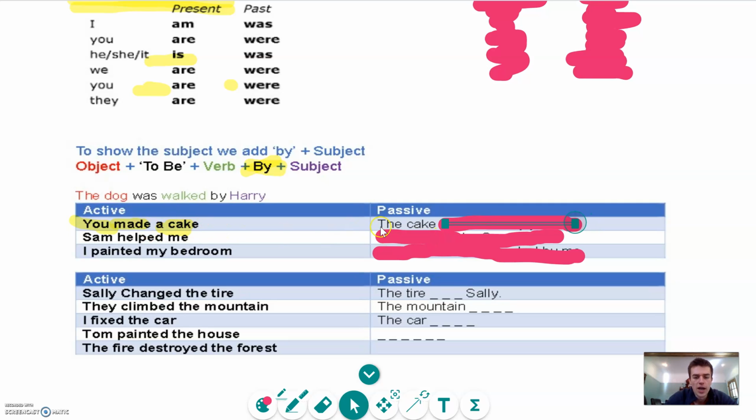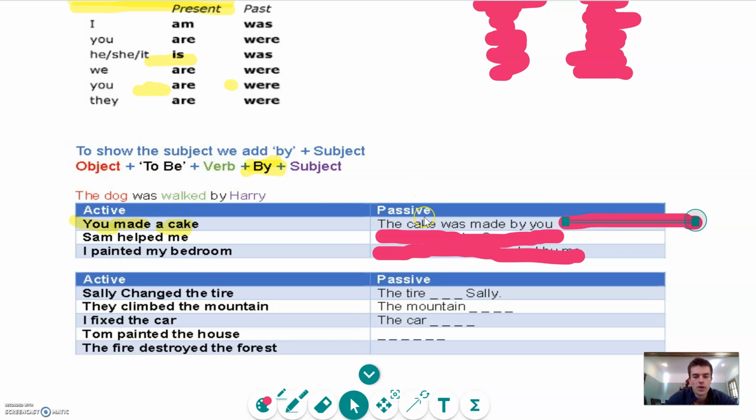And here we change "a cake" to "the cake" just to specify that it's a specific cake, but it could be either way. You could keep it as "a cake". So the cake. And then next we have "was". So "was" is to be conjugated. We're talking about a cake, and we do it in the past, so we have "was". And then we have the subject, made by you.